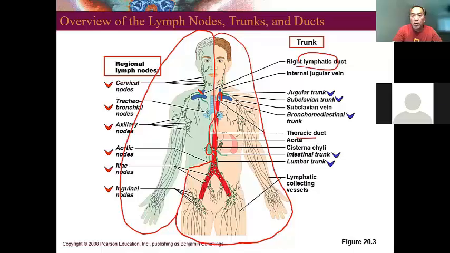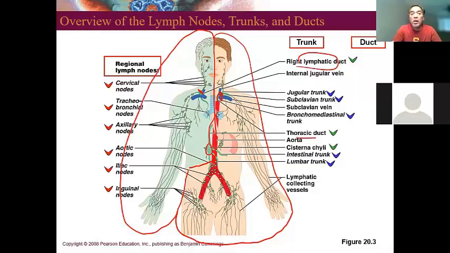Okay, remember they're symmetrical except for the intestinal trunk. There's only one. And then your ducts, we have two major ducts, the right lymphatic duct and the thoracic duct. But remember, the cisterna chyli is considered a duct, but they indirectly go to the left subclavian vein by attaching itself to the thoracic duct.